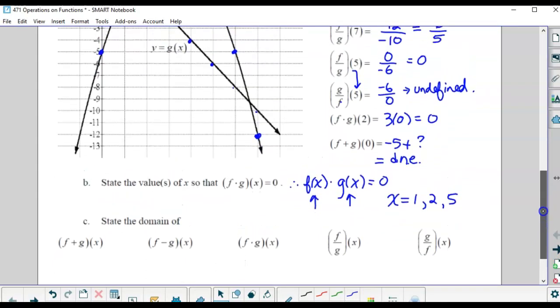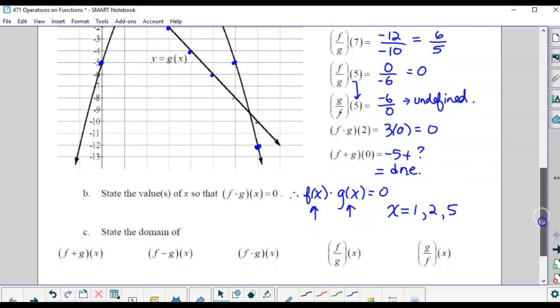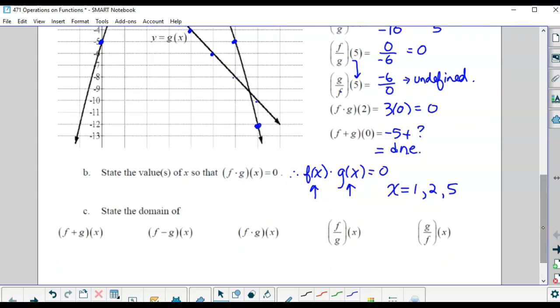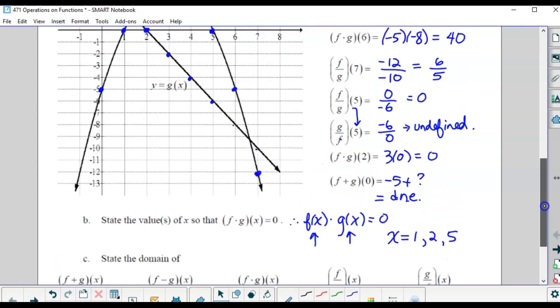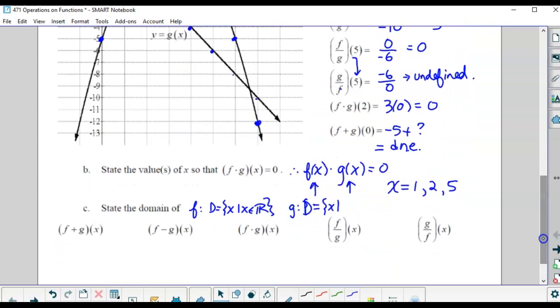Now, the domain. So if we were to graph the whole thing, I always look at the domain of each of them separately. So f is the parabola. For f, the domain is all real numbers, right? And then for g, the domain is x greater than or equal to 1.